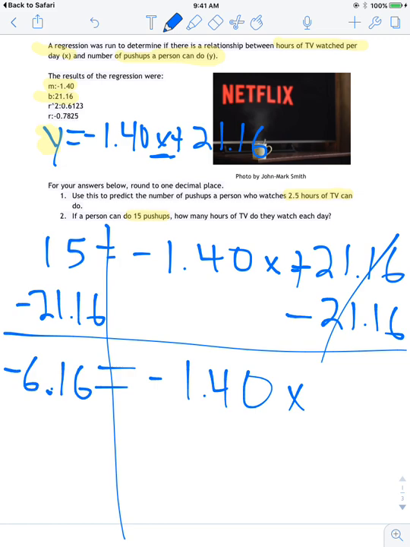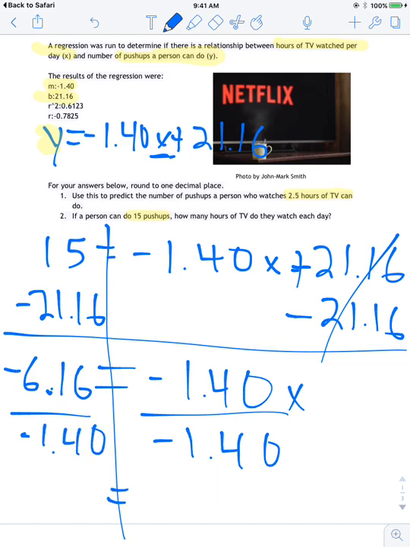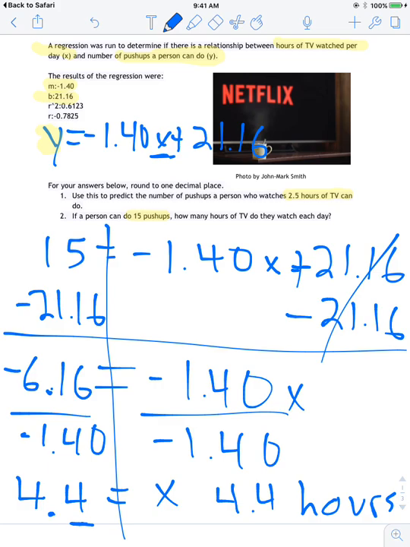Our last step is to divide by the coefficient, negative 1.40. And that gives us our answer. So it gives us x equals 4.4. And we need to round our answer to 1 decimal place. However, our answer is already 1 decimal, 4.4, so that's our answer. So if someone can do 15 push-ups, on average they watch 4.4 hours of TV a day.